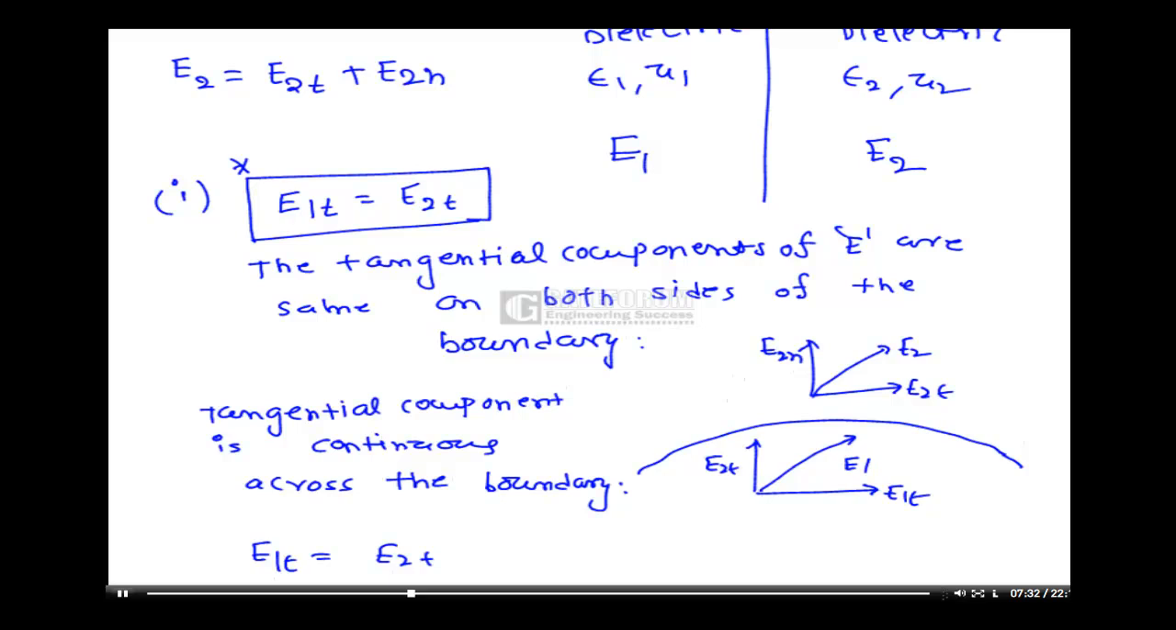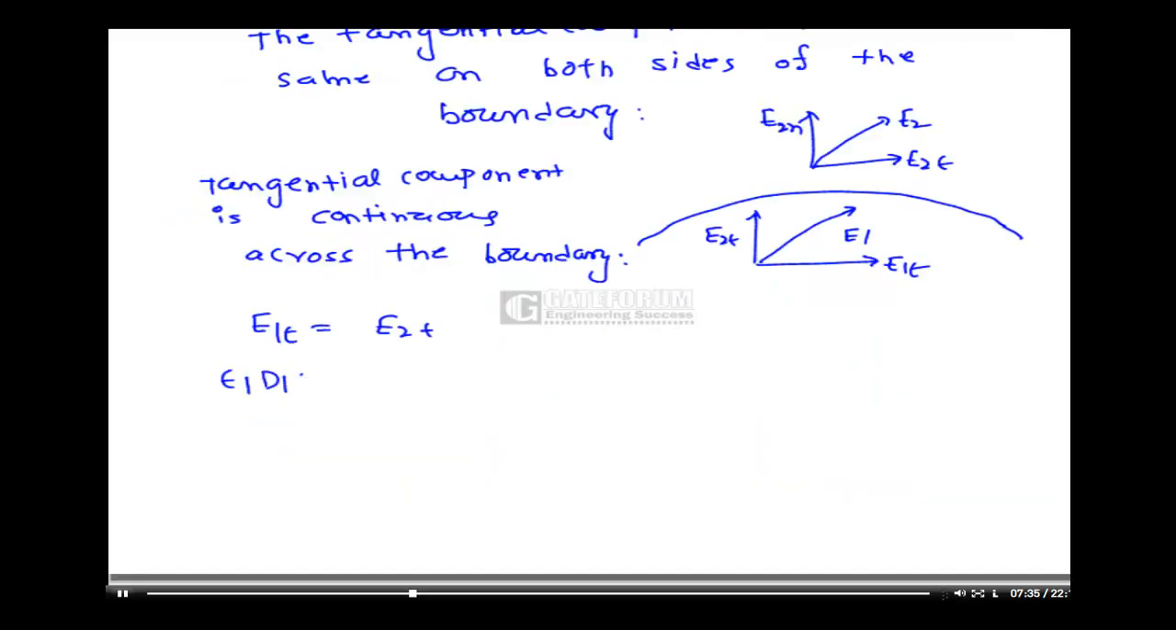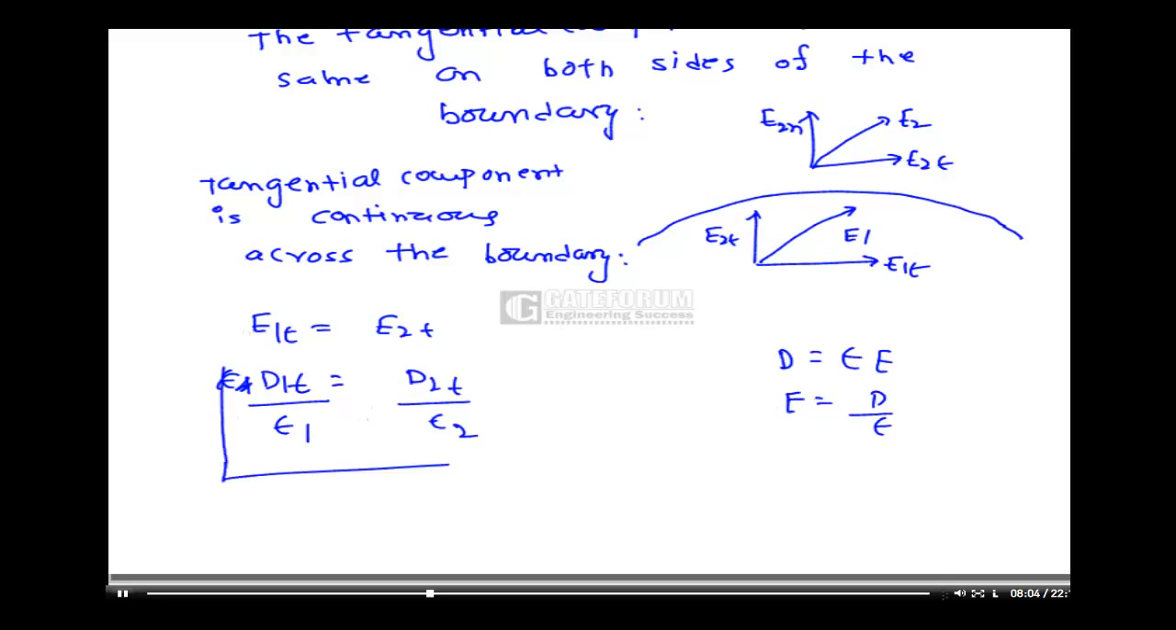Now E1T I can write in terms of D1T, because D is equal to epsilon E. Therefore, E is equal to D by epsilon. So this is D1T by epsilon 1 is equal to D2T by epsilon 2. Once you know the electric field, you can calculate the electric flux density. This is the boundary condition in terms of flux density: D1T by epsilon 1 is equal to D2T by epsilon 2.